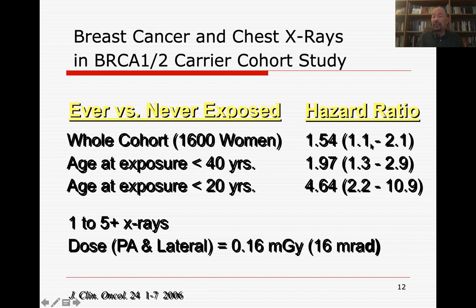This is the confidence interval in the whole cohort. And if you take a very young age exposure, it is almost 5. So you see, going down with age of exposure, this becomes extremely high. Of course, these are women that had 1 to 5 X-rays, but the dose is about 0.6 milligray, so it's very low. It's extremely low. But notwithstanding, you see this BRCA1/2 carrier are very sensitive, very sensitive.